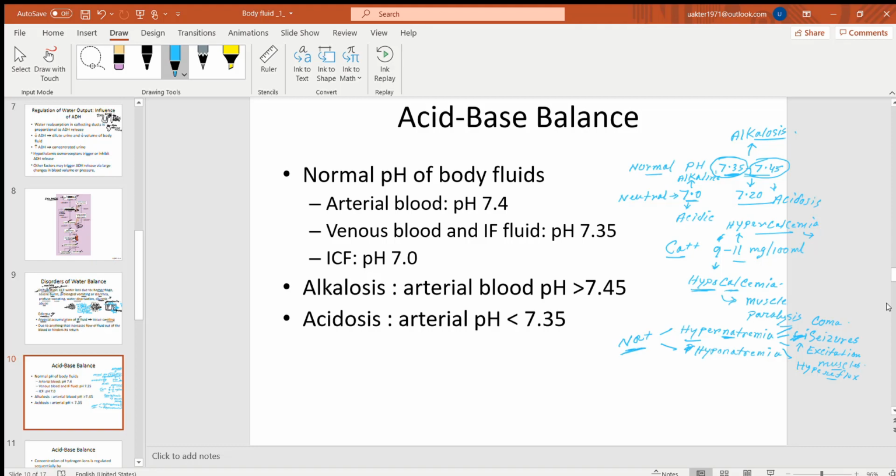Okay, now another condition related to potassium. If the concentration of potassium is more than normal, that is called again hyperkalemia. Here K, potassium. Here Na, sodium. Okay. Here Ca, calcium, and if the concentration of potassium is less than normal, that is called hypokalemia.